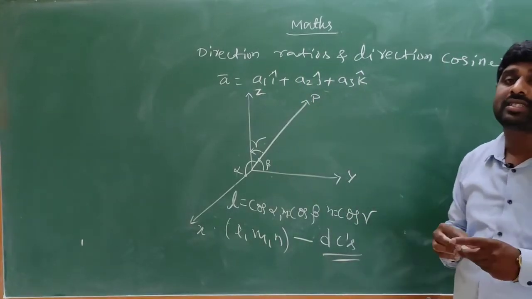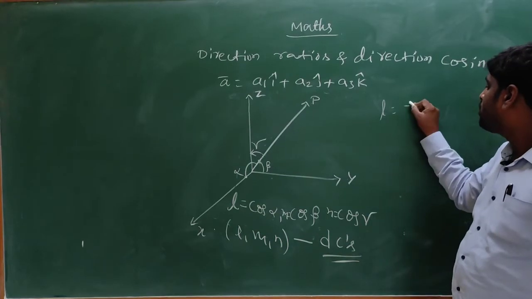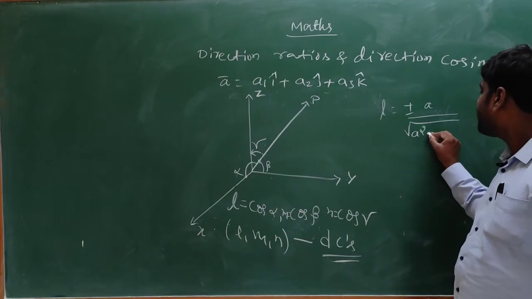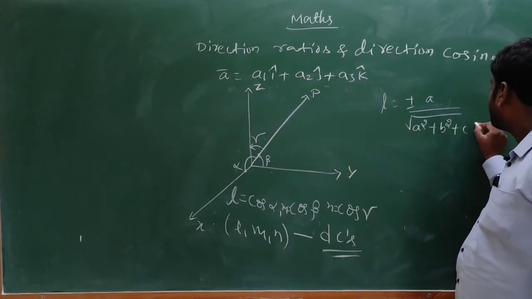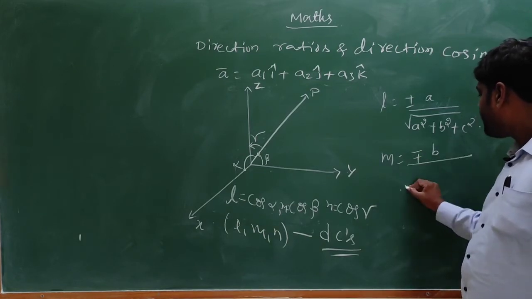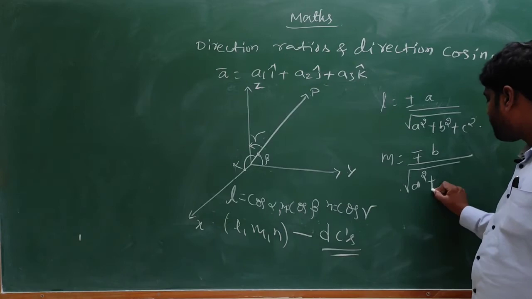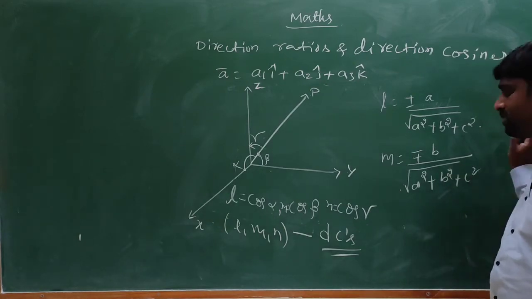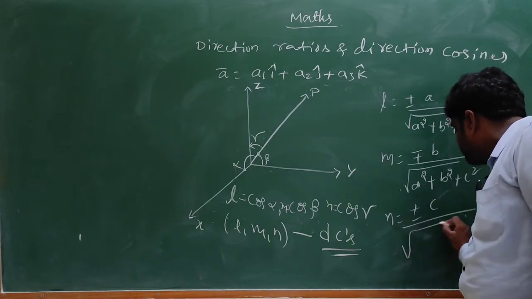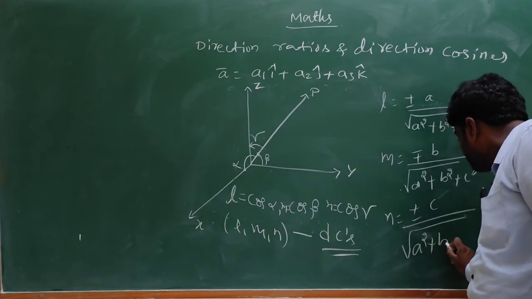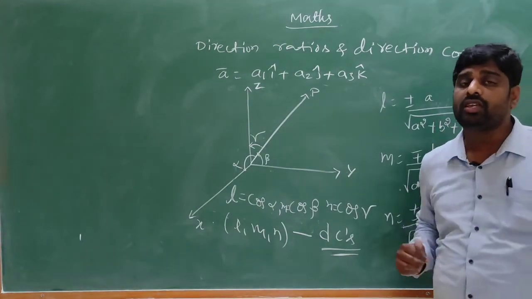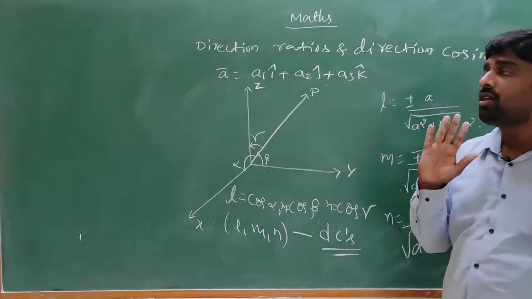The direction cosines are L is equal to plus or minus a divided by square root of a square plus b square plus c square, M is equal to plus or minus b divided by square root of a square plus b square plus c square, and N is equal to plus or minus c divided by square root of a square plus b square plus c square. Don't confuse direction ratios and direction cosines.